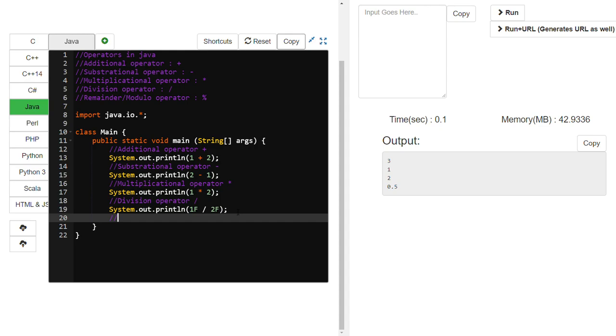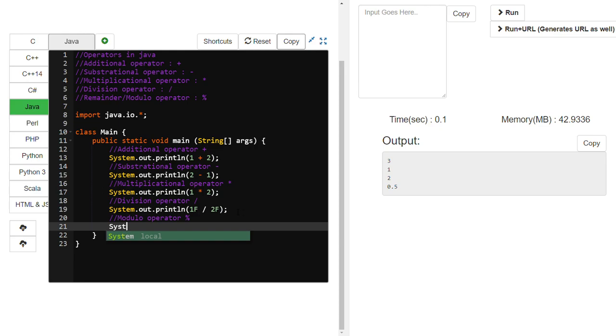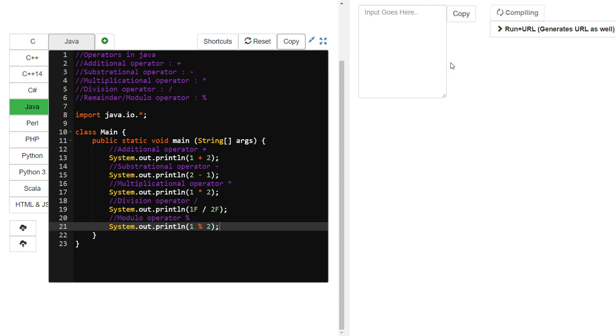Final one is modulo operator. 1 modulo 2. See, we will see 1.